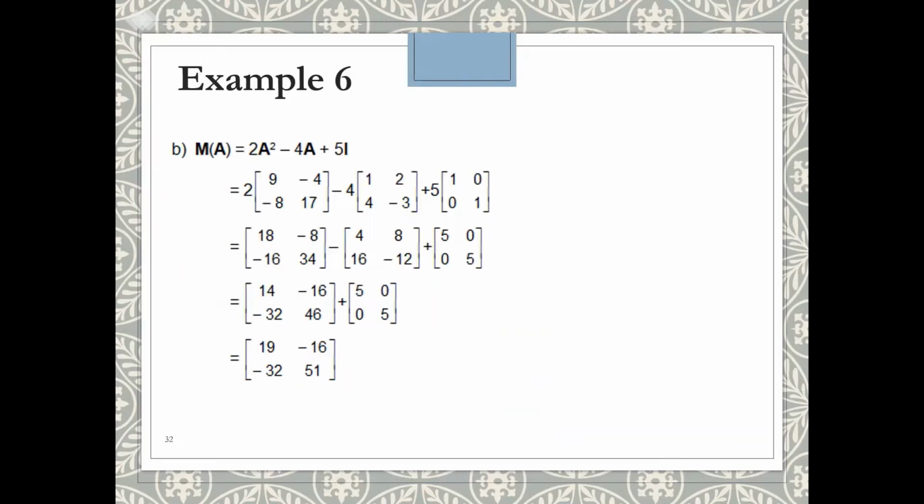Next, to obtain the answer for M(A), you need to apply the following operation: 2A squared minus 4A plus 5I, where I here is referred to the identity matrix. As addition or subtraction must involve the same size of matrices, the identity matrix here should have a size of 2 by 2, which is 1, 0, 0, 1. By doing this operation, you should get the following answer.